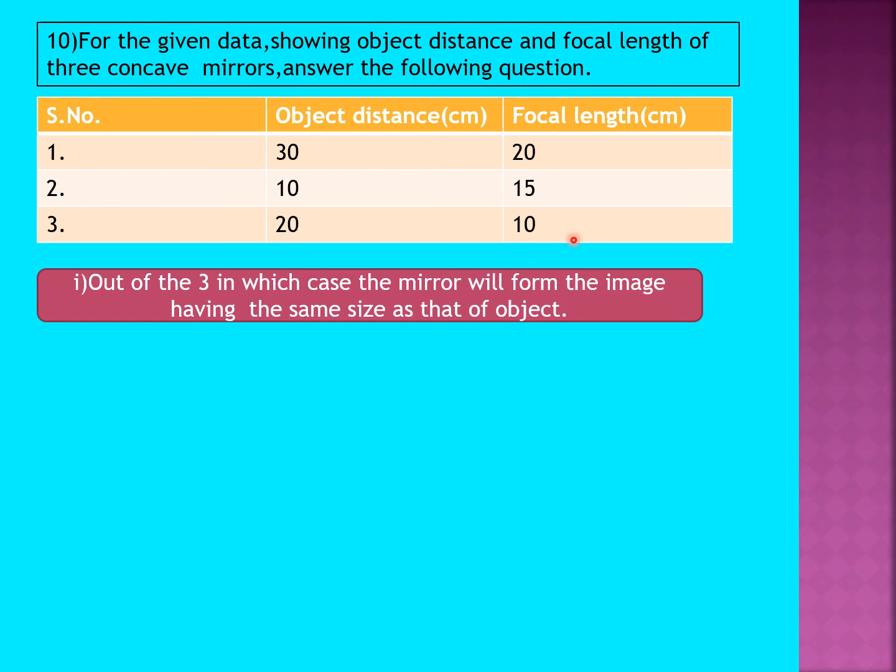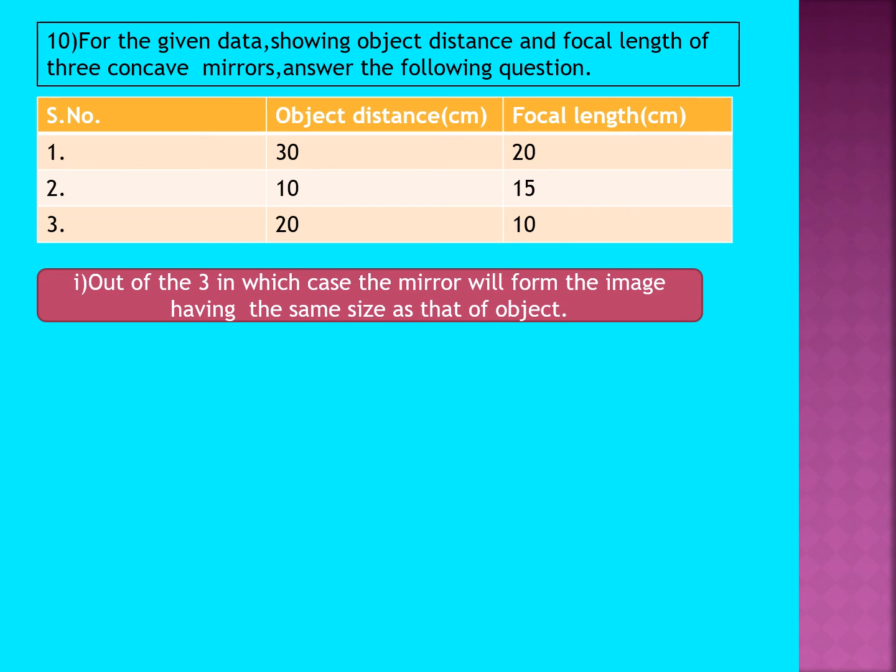Now, out of the three, in which case will the mirror form the image having the same size as that of the object? You have to study carefully if in the exam tabular data is given to you. So we have written it here. What is the heading? This was the object distance, this was the focal length. Now, in which of these will you get the same size as that of the object?